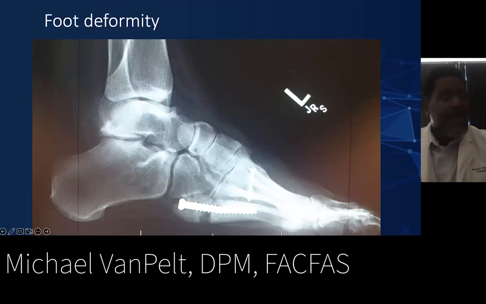So here's another example of a 30-year-old female who presented to me with a fifth metatarsal fracture. They were seen previously at our urgent care clinic and placed in a boot. As you can see here, there's a proximal diaphyseal fracture.